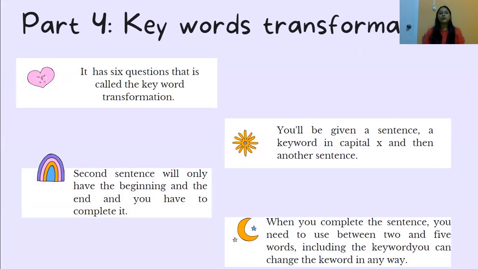In part 4, keyword transformation, there are questions that are called keyword transformation. You will be given a sentence, a keyword in capital letters, and then another sentence. The second sentence will only have a beginning and an end, and you have to complete it. When you complete the sentence, you need to use between 2 and 5 words, including the keyword, which you can't change in any way. Next.